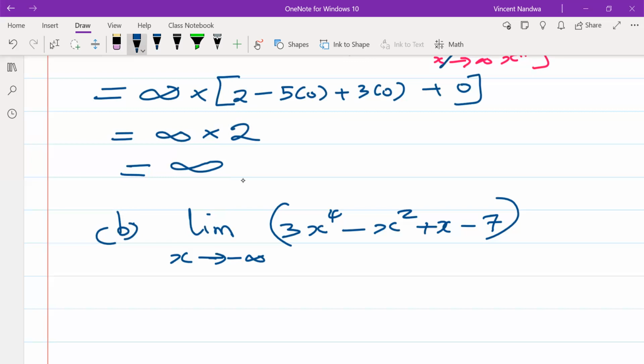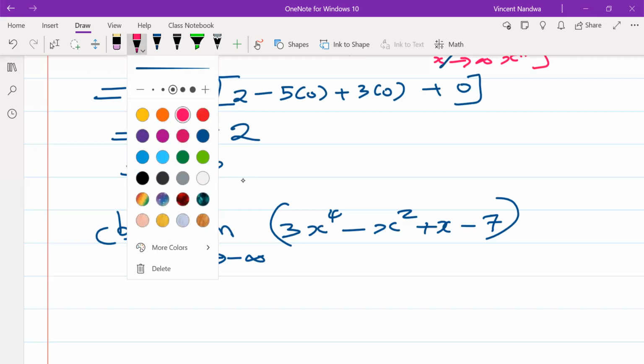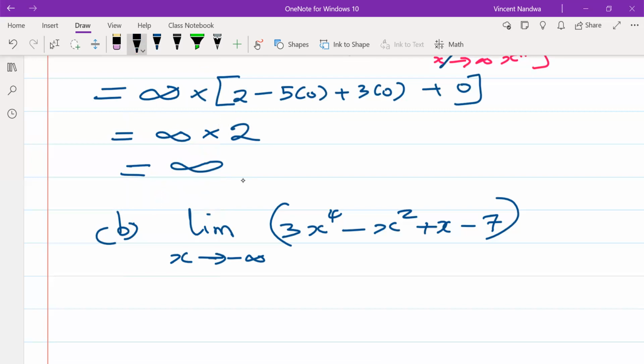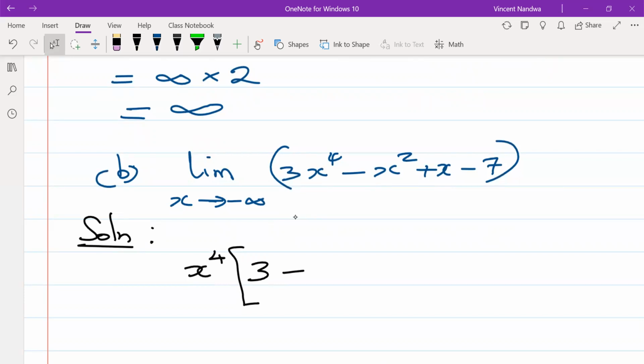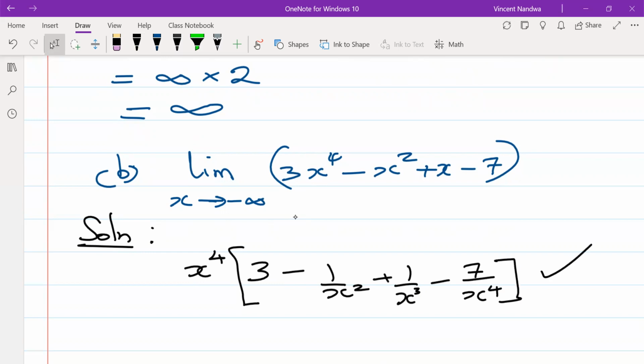It is negative infinity. Okay. So I don't want to say whether the answer is correct or wrong. Tell me, what have you done in the first step? Yes, correct. So that's the first step: factor out the highest power. Which will be 3 minus 1 over x squared, correct? Plus 1 over x power 3, yes, minus 7 over x power 4, correct. Step 1 is correct, okay?